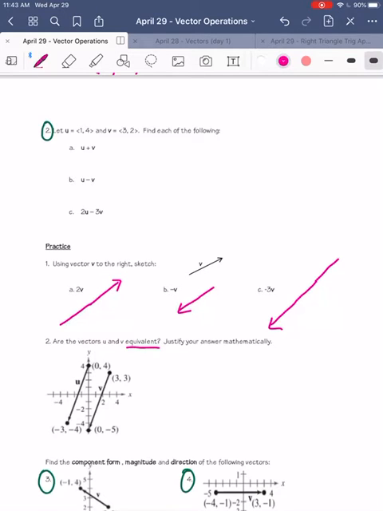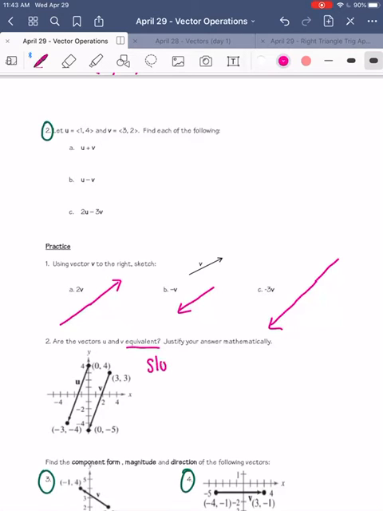So is the magnitude the same? That means is the length the same? And then is the direction the same? Now, I don't know about y'all, but they look like they're going in the same direction to me. They look parallel to one another. But how do we show parallel? Okay, well, there's that word slope.